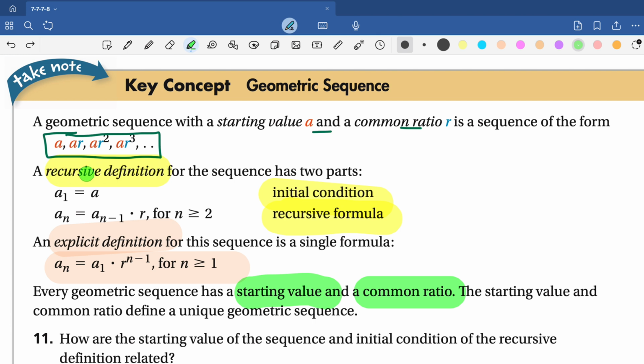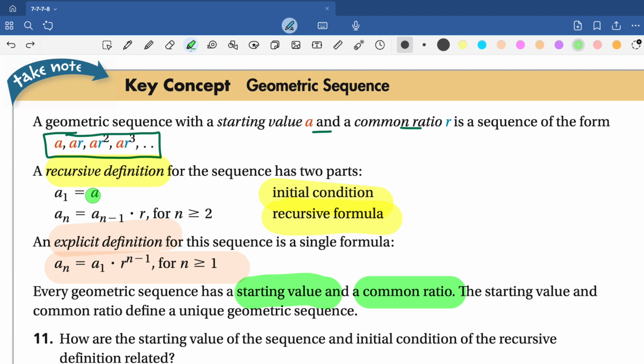To write an equation like this in a recursive format, the recursive format has 2 parts. You have the initial condition, which is your first term right here, and then the nth term is going to equal the previous term. For example, if I wanted the seventh term, I need the sixth term, and then I'd have to multiply that by r. The condition is that n has to be greater than or equal to 2.